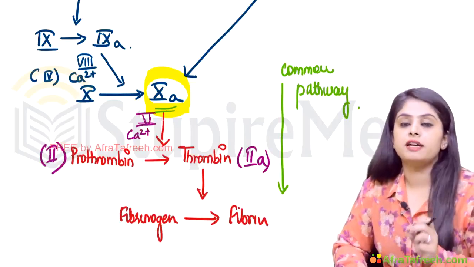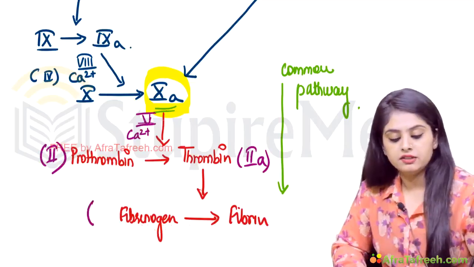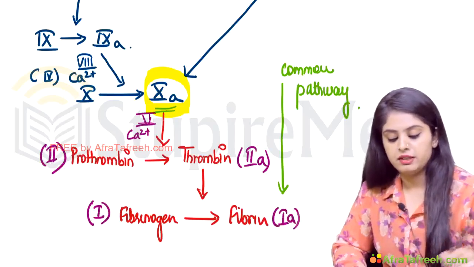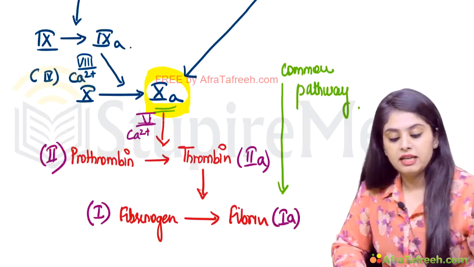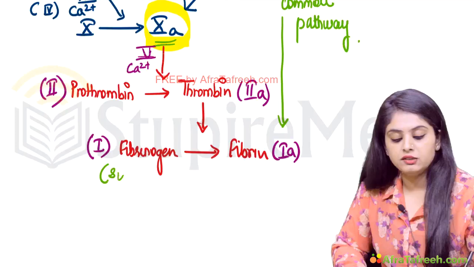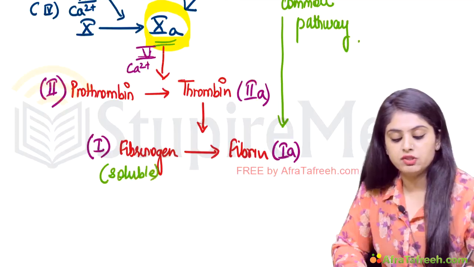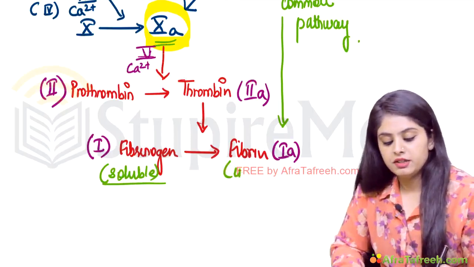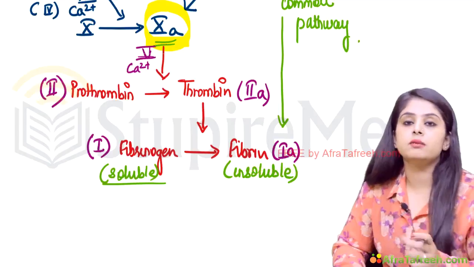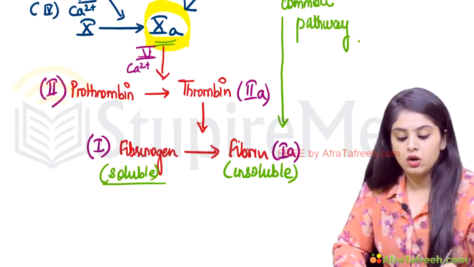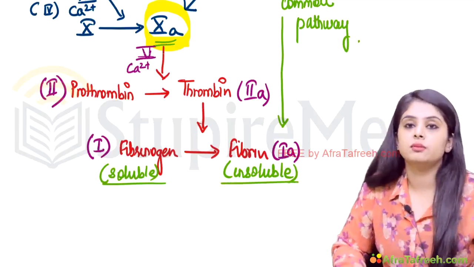This thrombin, which is factor 2A, then converts clotting factor 1, that is fibrinogen, into 1A. The main aim of doing this is because fibrinogen is a soluble form. We know fibrinogen is circulating in the blood, it is a soluble form. This will be converted into an insoluble form. Why? Because our main motive in the clotting pathway is to make sure that a clot is formed. A clot needs to be something that is insoluble.